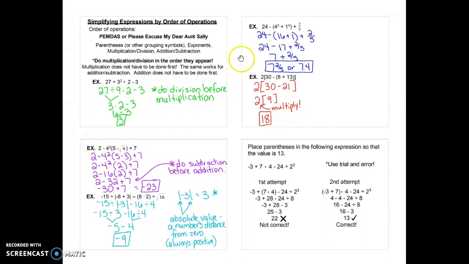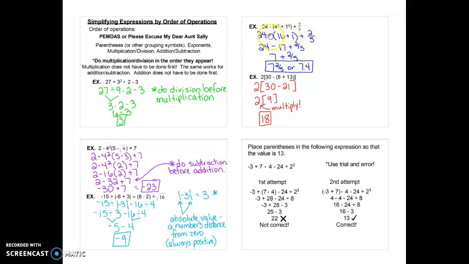Okay. Now example number 2. Again, parentheses or any kind of grouping has to come first. So we have to take care of what's inside of these parentheses first. Our 24 gets dropped down. Our subtraction sign gets dropped down. This 4 squared inside of the parentheses becomes 16. 1 to the 0 power inside of the parentheses becomes just a 1. Anything to the 0 power is always 1. And then we drop down our plus 2/5.